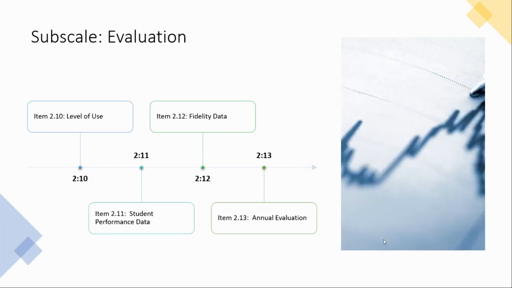The third subscale is evaluation. This is going to be looking at how that team is using and collecting data to drive their decisions. Item 2.10 is going to be looking at the level of use. 2.11 is going to be looking at student performance data. 2.12 is looking at fidelity data. And then 2.13 is looking at that annual evaluation.